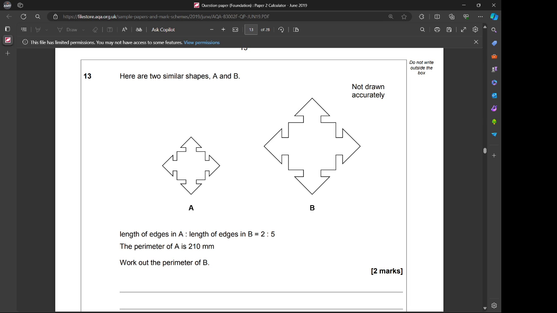Is this for paper two? Yeah, it is for paper two, yes. Yep, so it's paper two foundation. It's a calculator paper.